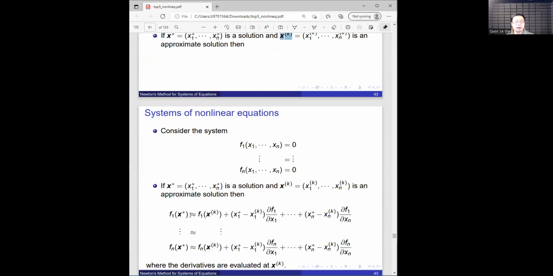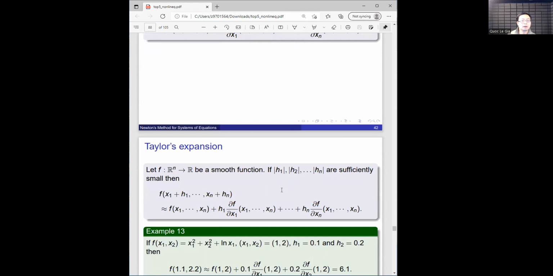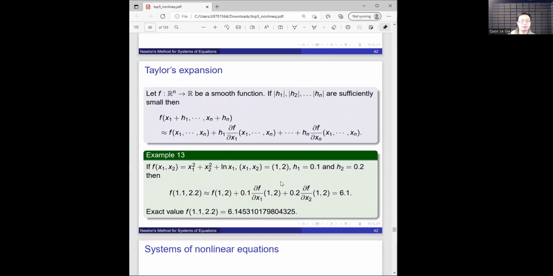Then if I apply the multivariate Taylor expansion, remember before we have H1, which is just the difference between X1 star and X1K. Let me go back to the previous slide, because I want to make a connection between the two of them. We have the Taylor expansion looking like this. Let me write it clearly so you will see it.